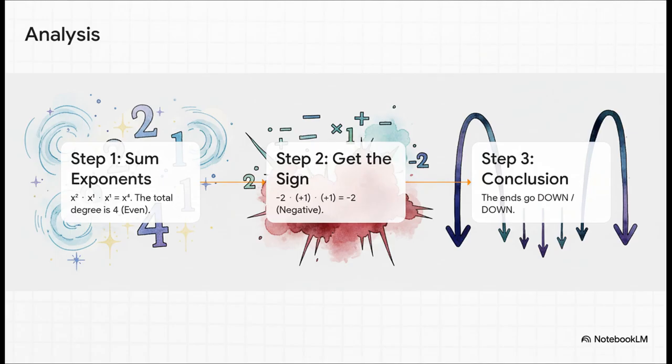So we've got an x squared, that's a 2, then an x in the first parentheses, that's a 1, and another x in the second parentheses, that's another 1. So 2 + 1 + 1 gives us a total degree of 4. And hey, 4 is an even number.